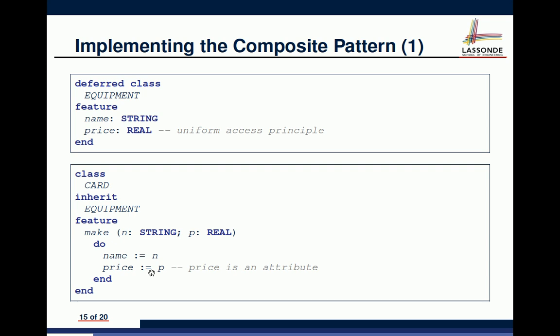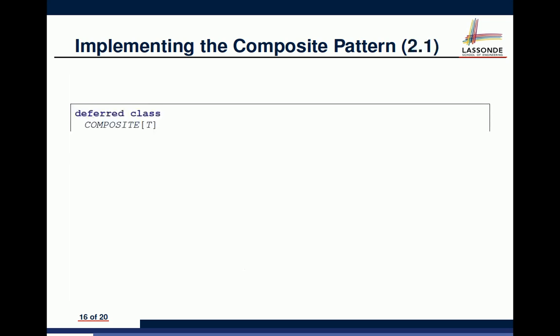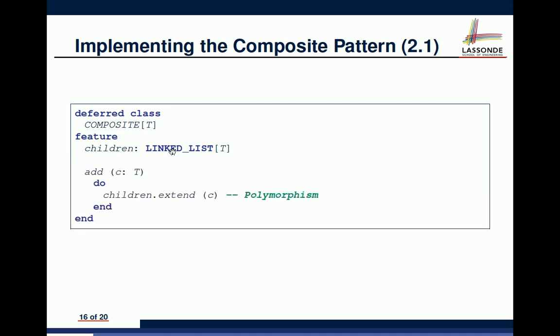Good. So now I'll show you the code very quickly, and then we'll see how polymorphism and dynamic binding are going to work at runtime. It's really important to follow that. Let's see this. So now we also got a deferred class, composite, with a generic type. Again, T is just one generic parameter; you can use G or H, whatever you like. Composite can be a list or a linked list. Children, and also we got add, in which case I'll simply say children.extend.